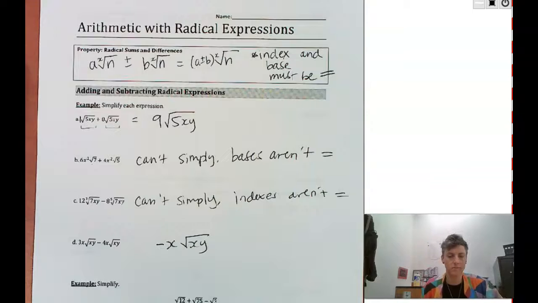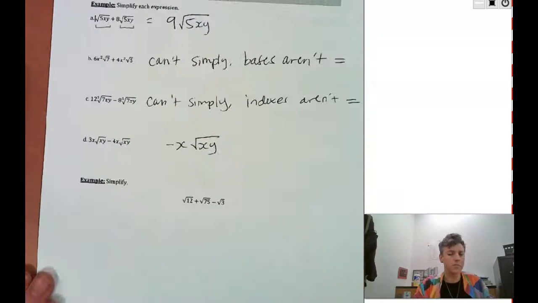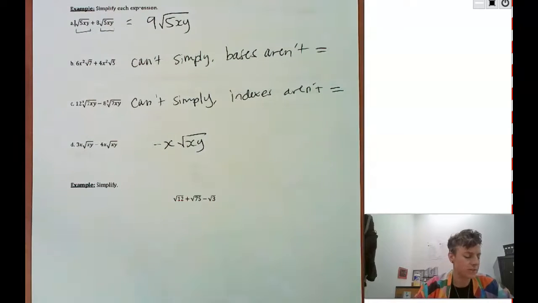Great. Okay. Let's see if we can pump up the jam a little bit. Can we simplify the square root of 12 plus the square root of 75 minus the square root of 3? None of those have the same base. I wonder if I can make them have the same base.